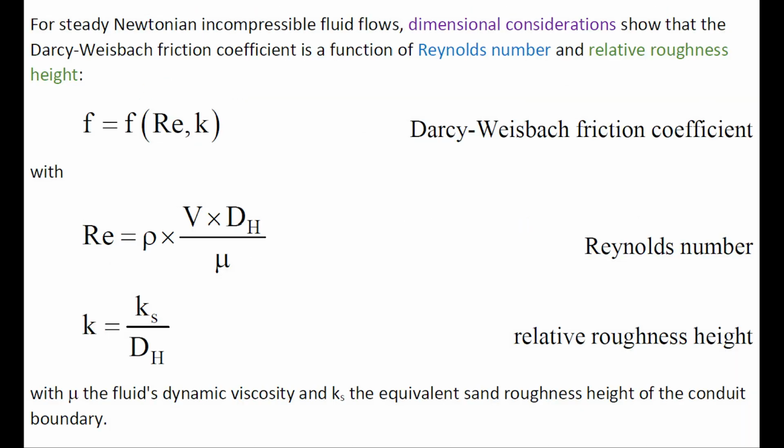For steady Newtonian incompressible fluid flow, dimensional consideration shows that the Darcy-Weisbach friction coefficient is a function of the Reynolds number and relative roughness height, with the Reynolds number defined in terms of the cross-sectional average velocity V and equivalent pipe diameter dH, with mu the fluid viscosity, while the relative roughness height is the ratio of the equivalent sand roughness height of the conduit boundary to the equivalent pipe diameter.